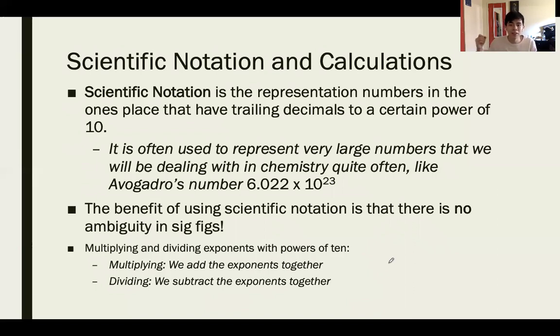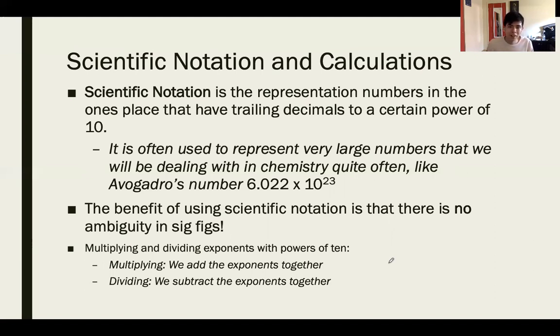So it has 23 trailing zeros on top of, I'm sorry, that's wrong. It has 23 placements, you know how there's ones, tens, hundreds. It has 23 of those basically.